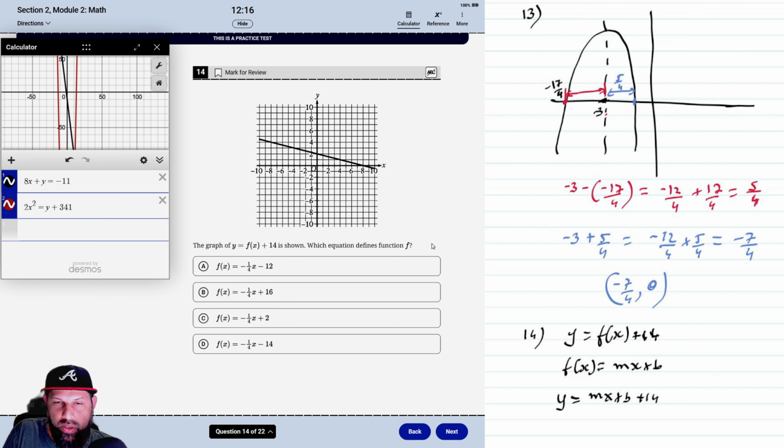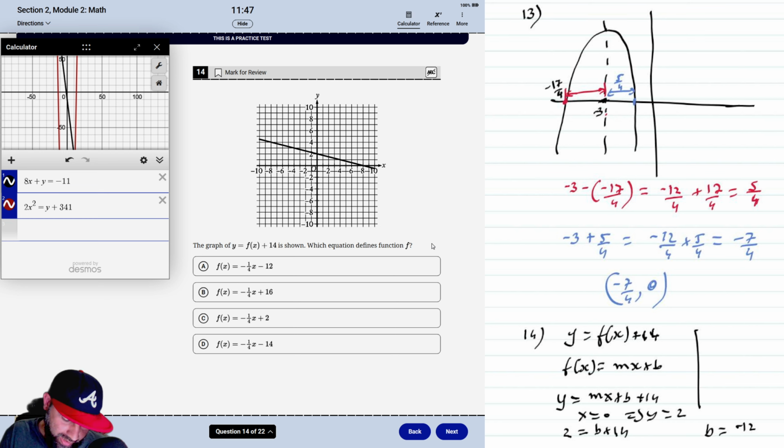When x is 0, y is 2. So x equals 0 implies y equals 2. So you have 2 equals b plus 14. So b is going to be equal to -12. You're not able to see this, so I'm going to say b is going to be equal to -12. If b is -12, then you have y equals mx plus 2.